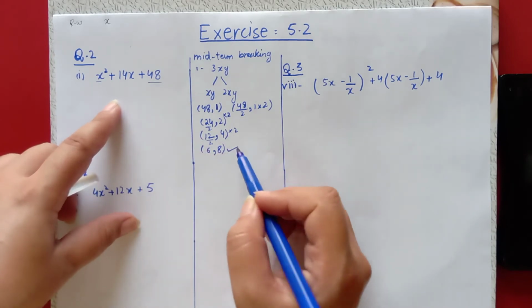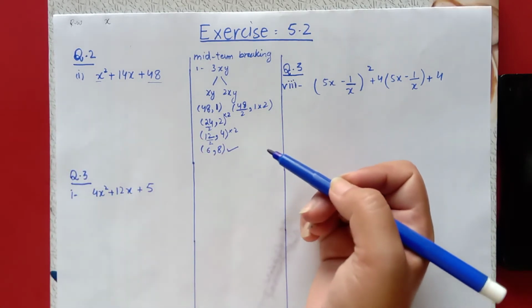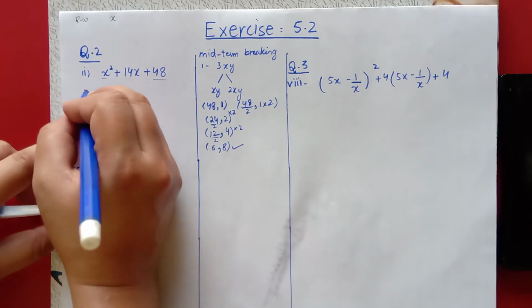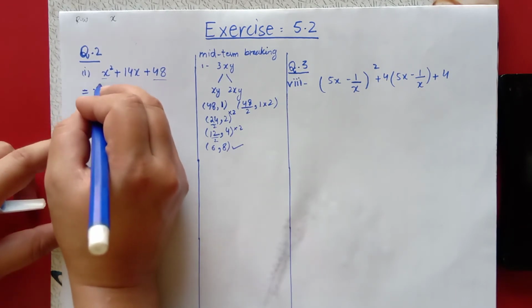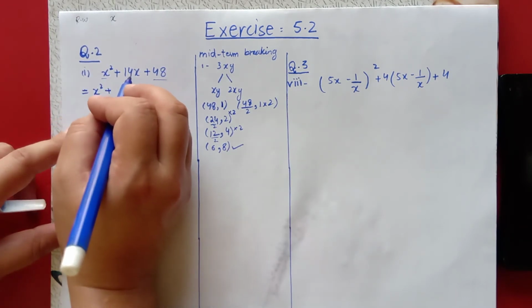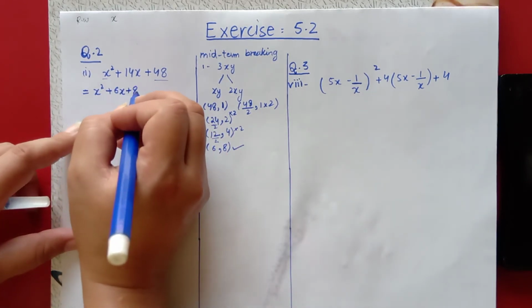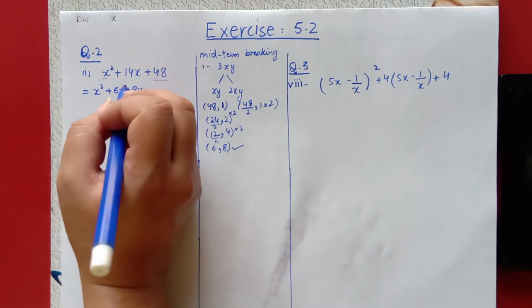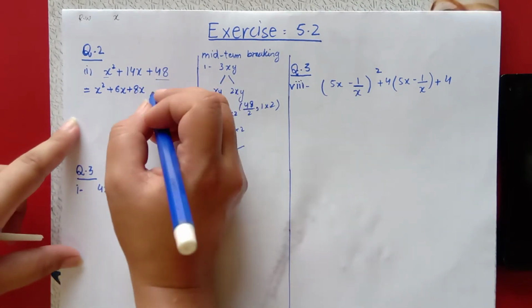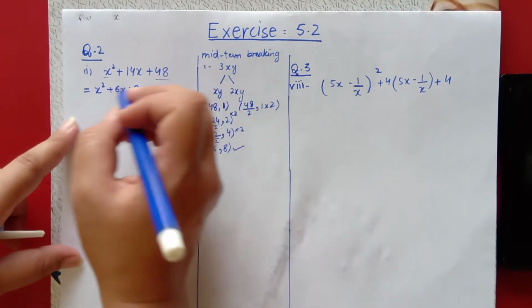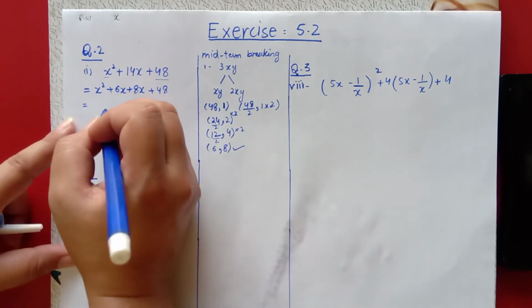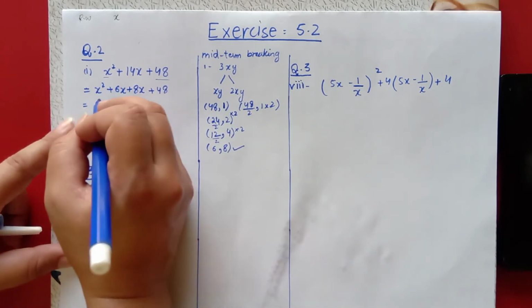It means we got the right middle terms. So now I will write here the first term as it is, x square, plus 14x can be written as 6x plus 8x. Now if you add 6x and 8x you get 14x again, plus the third term as it is. Now you can see that we can take x common from these two terms.